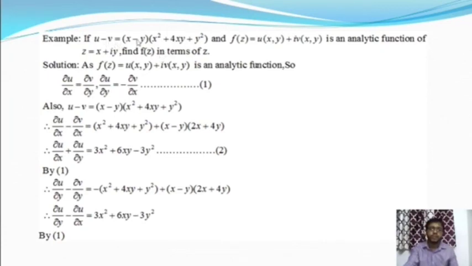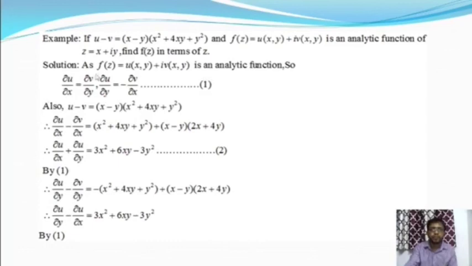So here u minus v is given, though both functions are not individually given. From this we are looking to find either u or v. Then we will apply the Milne-Thomson method, and after applying it we will get the analytic function f of z in terms of z. Okay, so let's start with our solution. So here f of z is equal to u of x comma y plus i into v of x comma y is an analytic function.